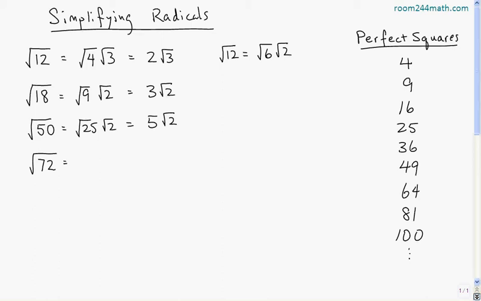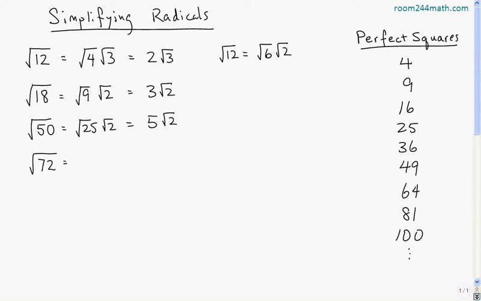Now, when we get to root 72, we face a bit of a problem, because if you look at the list, there's actually a lot of numbers there that are factors of 72. 4 is a factor of 72, 9 is a factor of 72, and so is 36.